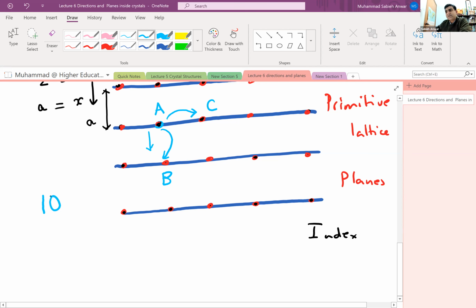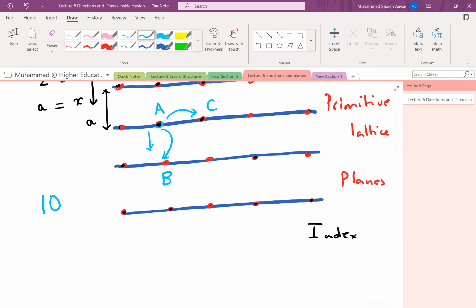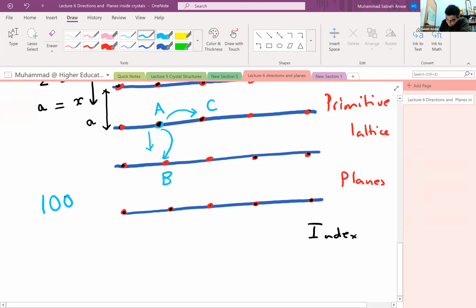Suppose this were a three-dimensional lattice and I moved, starting from point A, along the z direction. I'm still moving on a plane because these are vertical planes. So I do not see any crossing as I move along the z direction, so I put a number 0. So this trio of numbers 1, 0 and 0, in the proper order.